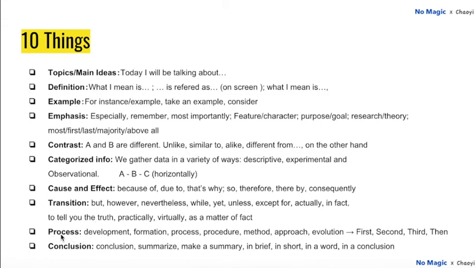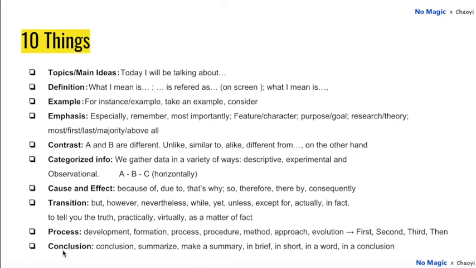Next, try to capture process when you are taking notes. Process might be given in lecture format listening materials. It's more common to hear a process. So the development process, formation process, or evolution process might be given. The process follows certain steps. There might be a first step, second step, third step, and then always try to capture the process.